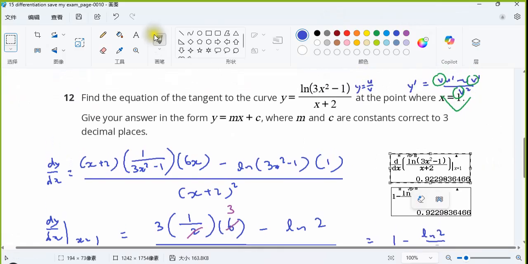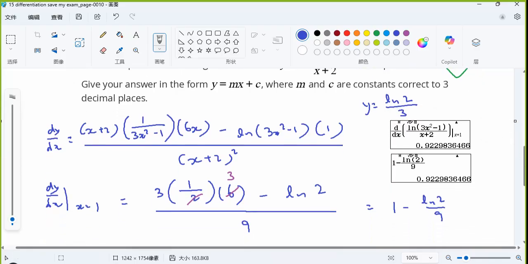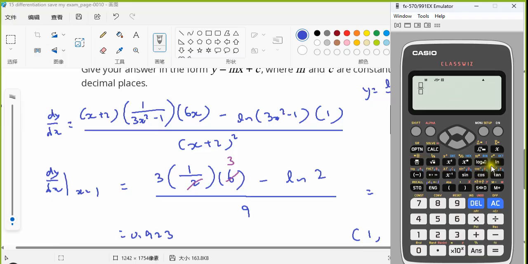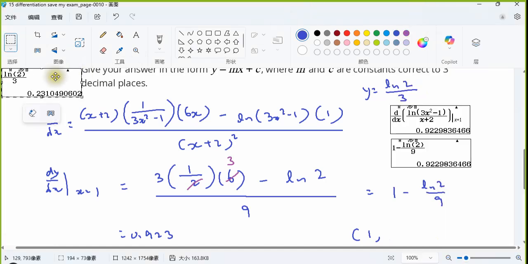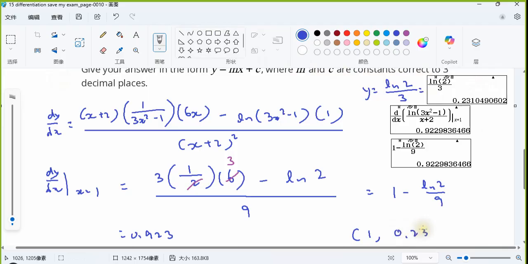Okay, so when x equals 1, y is actually ln(3 minus 1), 2, over 1 plus 2, 3. Okay, so the point is 1, ln 2 over 3. ln 2 over 3 is 0.231. Okay, 0.231.